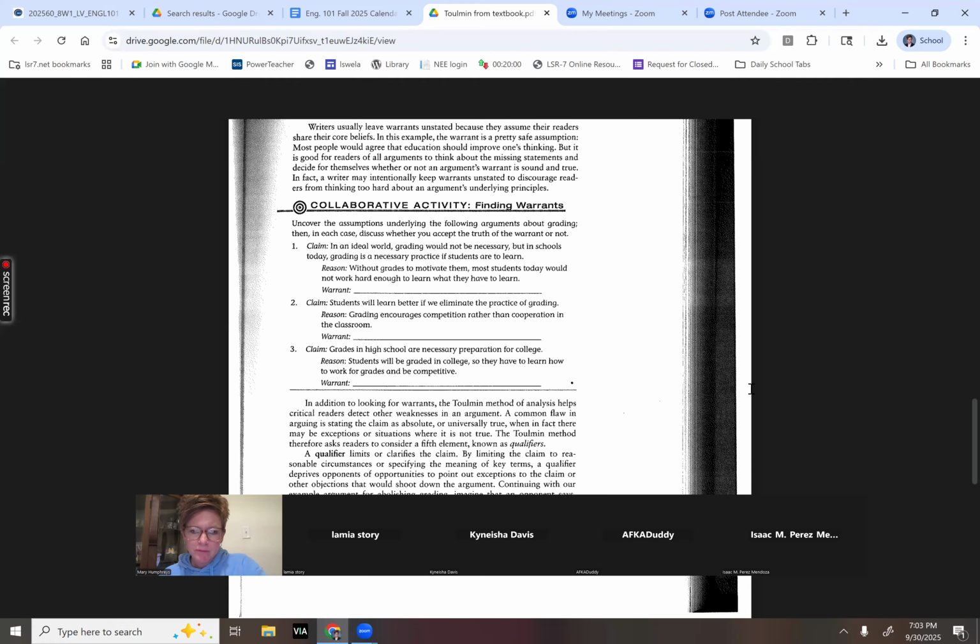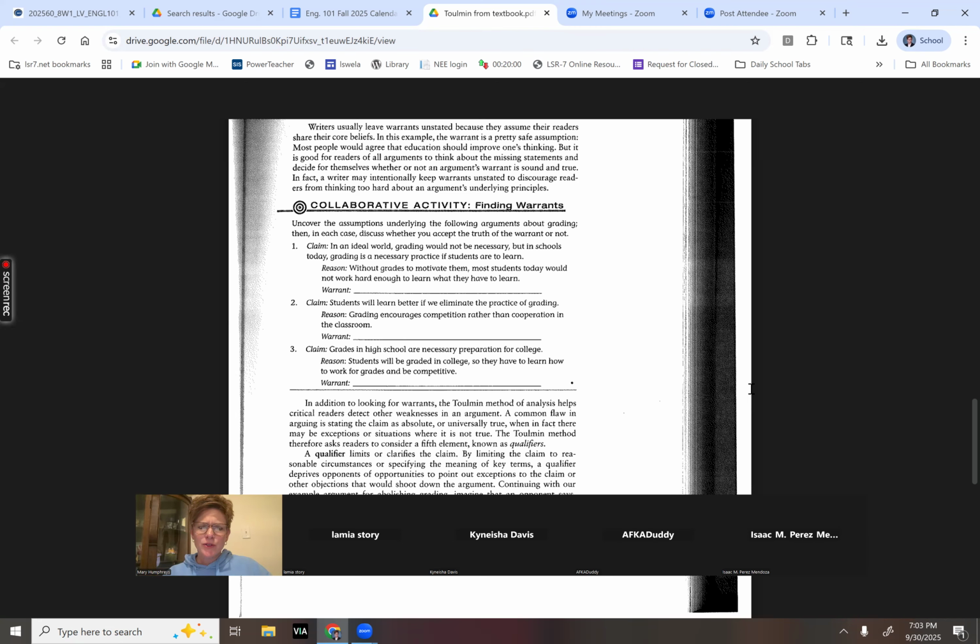Mine would be kids don't work hard or put in effort without seeing the grades. Yeah, is that a motivating factor? Good. Yeah, excellent. Any other assumptions behind this claim and reasoning? Yeah, if you don't believe that all students are motivated by grades, then chances are you're not going to believe any of this, right? But yeah, both of the warrants that you brought up, I love it. Very good. Let's look at the second one.